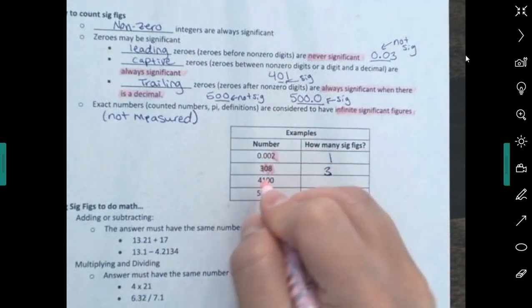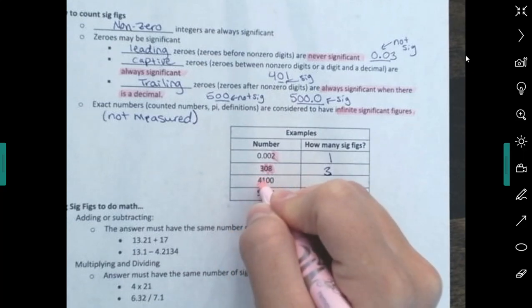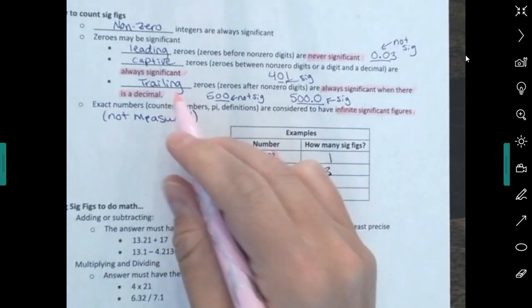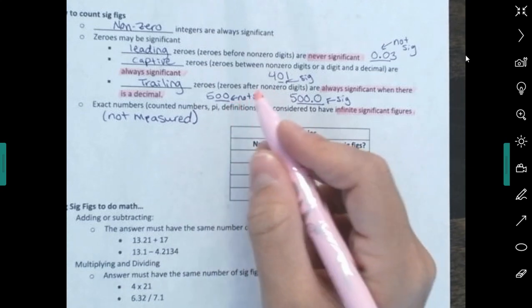Again, I have my non-zero digits. The 4 is significant, the 1 is significant. Now I have to look at the zeros. These zeros are trailing. They're on the end. It says trailing zeros are always significant when there is a decimal.